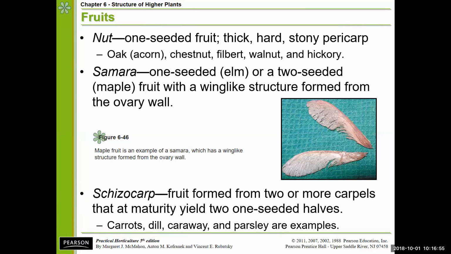Schizocarp is where we have two or more carpels fusing together that often make sort of compound seeds. We can see that in carrots, dill, caraway. Again, these are all in the same family. Notice that a lot of these fruits are unique to particular plant families.